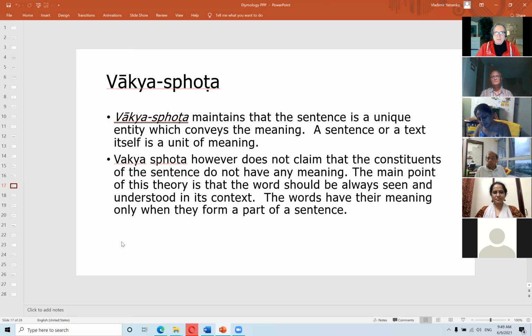The main point of this theory is that the word should be always seen and understood in its context. The words have their meaning only when they form a part of a sentence.